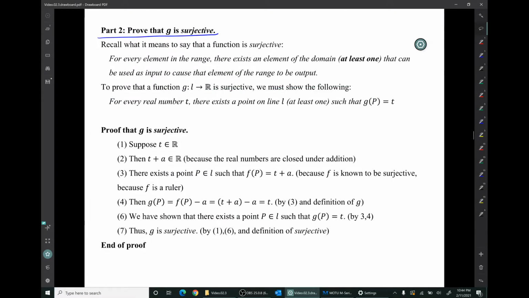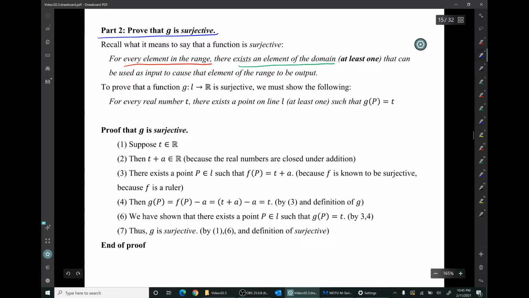Now, what about proof part 2? How do we prove that G is surjective? Remember what it means to say that a function is surjective. For every element of the range, there exists an element of the domain that can be used as input to cause that element of the range to be output.